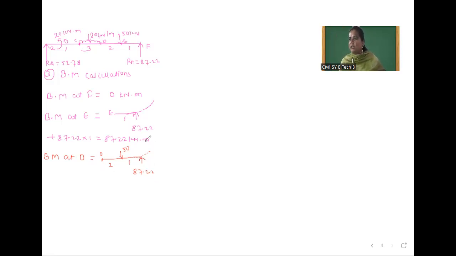Okay, so this is plus, so plus 87.22 into perpendicular distance is 3 meter. Okay, now this 50 kilonewton pushes downward, that means sagging type of nature will be there. So minus 50 into 2. So you calculate and tell me how much?